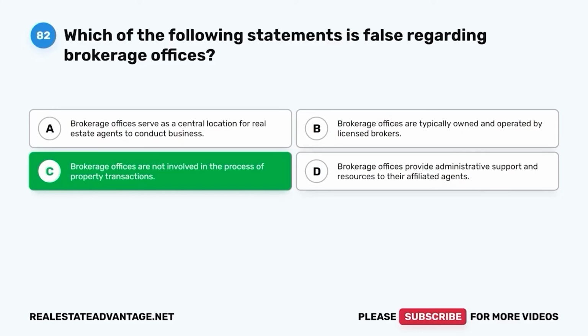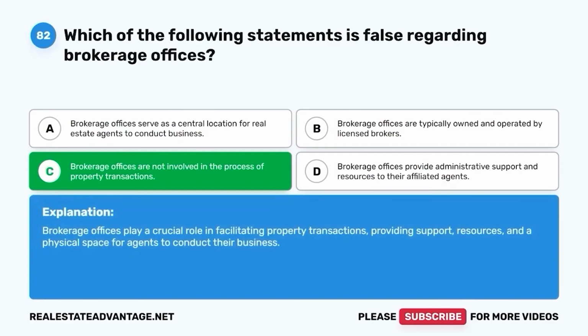Brokerage offices are not involved in the process of property transactions. Brokerage offices play a crucial role in facilitating property transactions, providing support, resources, and a physical space for agents to conduct their business.